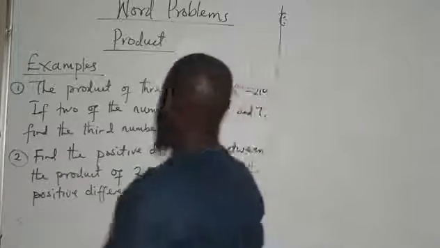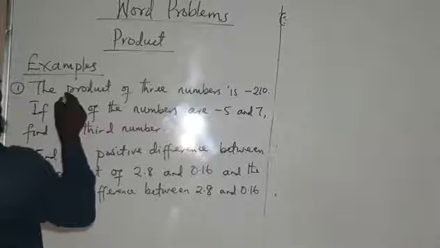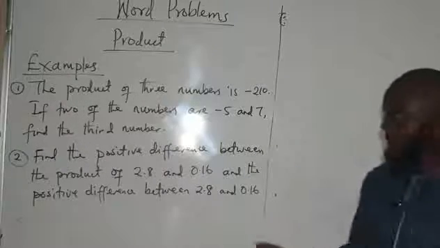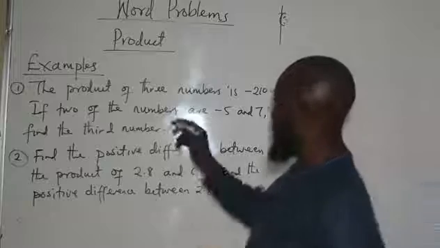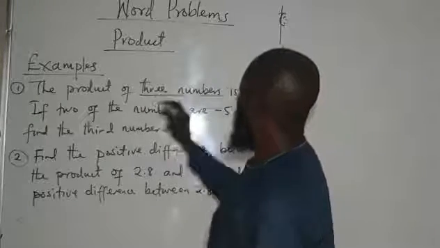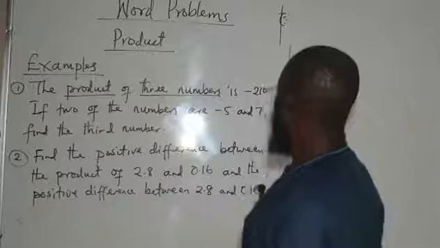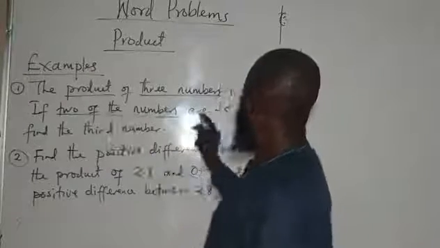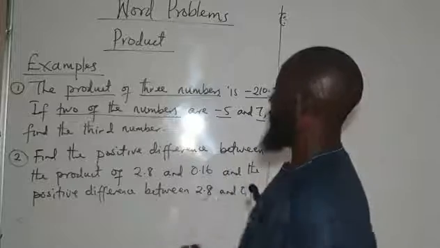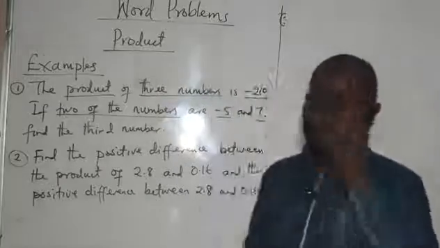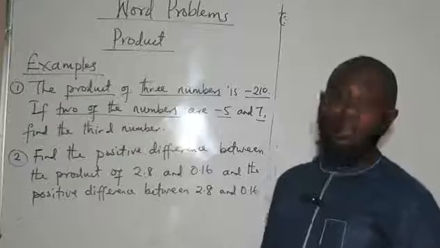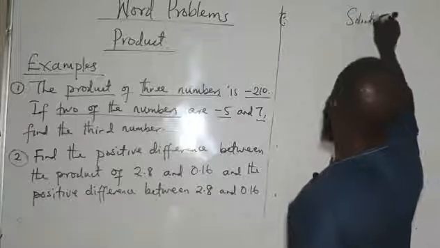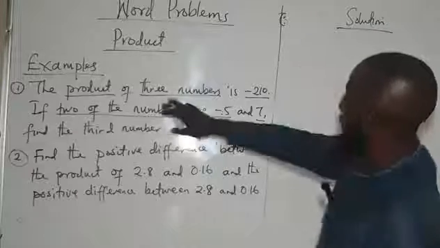So we have three numbers. Product, so same process. You read it twice or three times. The product of three numbers, these are the key important thing, is minus 210. If two of the numbers are this and this, find the third number. So the meaning of product is that you multiply them together. So the solution to solve this is very straightforward.